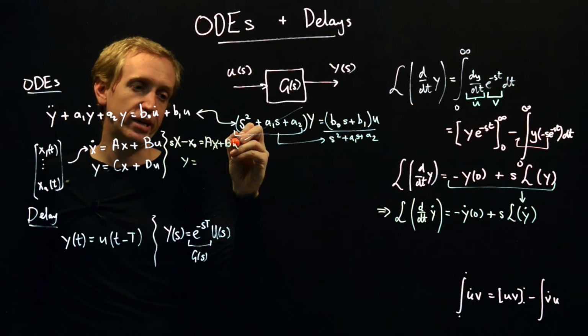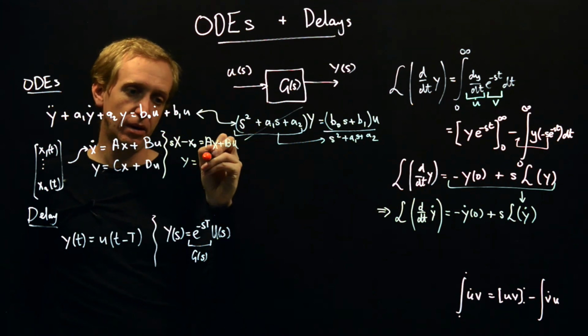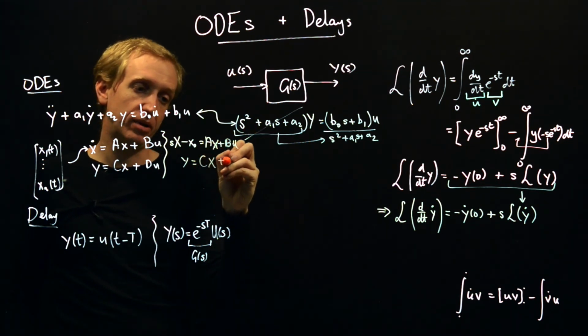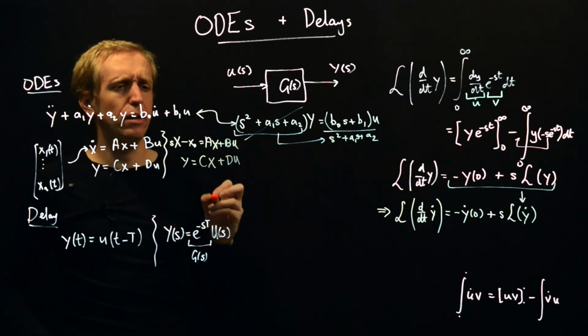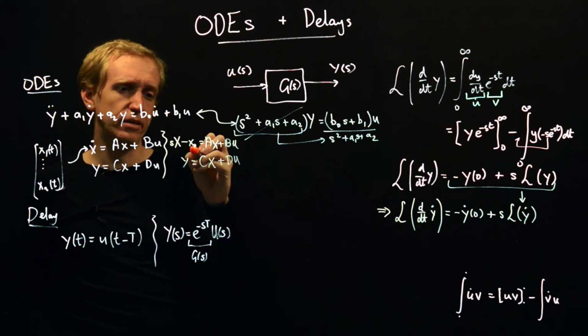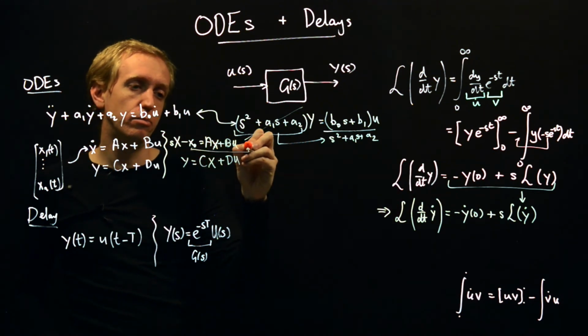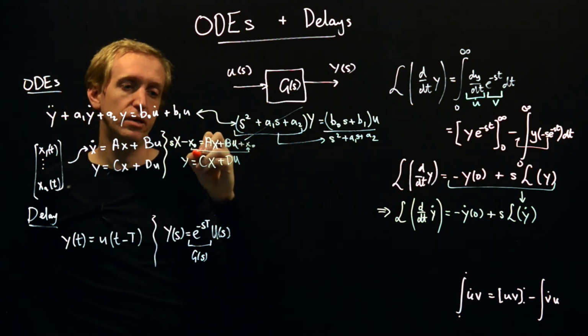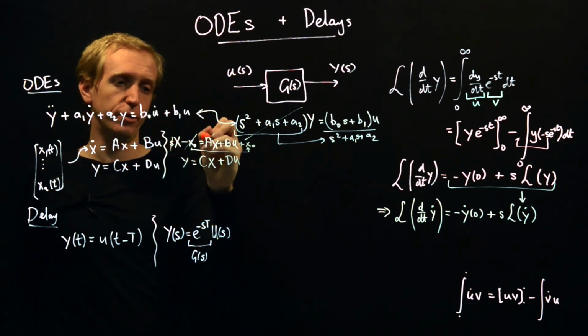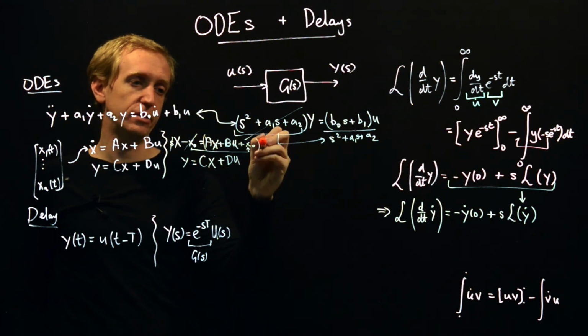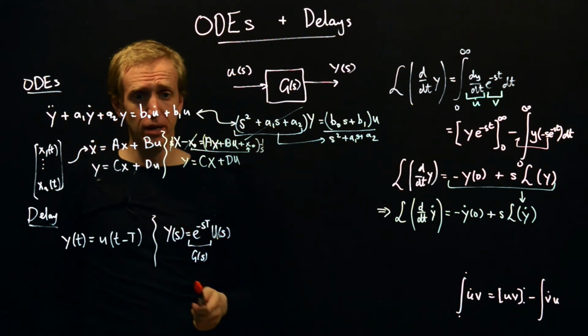Should make these look more like capital letters maybe. And then here we have Cx plus Du. Fine. And then I'm going to take this x0, put it on the other side, like that. And now we're going to divide through by 1 over s. So this whole thing here, this is multiplied by 1 over s.